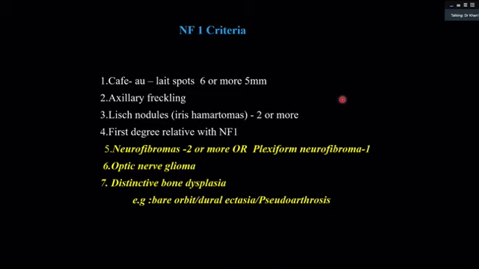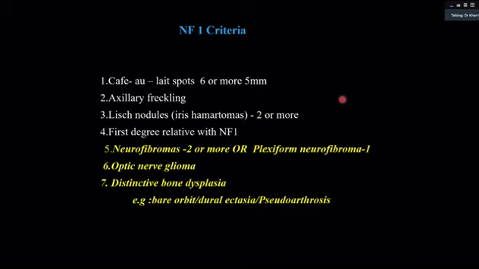Look at these 7 points, and this is the definition. If a patient has 2 or more of the following, you call it an NF1. The first 4, which are in white color, are not for us. The clinicians are going to tell you this: café-au-lait spots, axillary freckling, Lisch nodules, which are iris hamartomas, or first degree relative. So these are all for the clinicians to tell you.